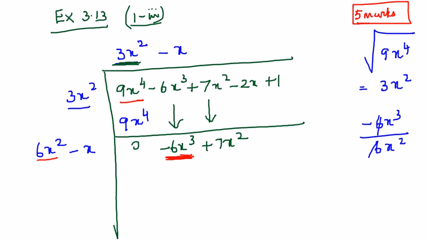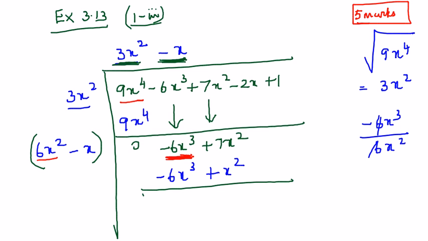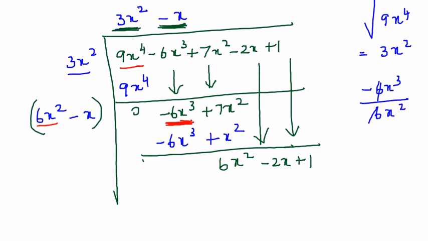Now the next thing that you have to do, and remember very clearly: I have got minus x on top. Now you multiply this minus x with this whole term here. So you get minus x into 6x squared is minus 6x cube, and minus x into minus x is plus x squared. Got it? Now we will, as always, subtract it. So you get 6x squared over here, and bring down the next two terms, minus 2x plus 1.